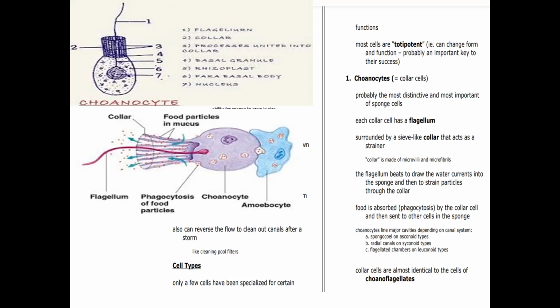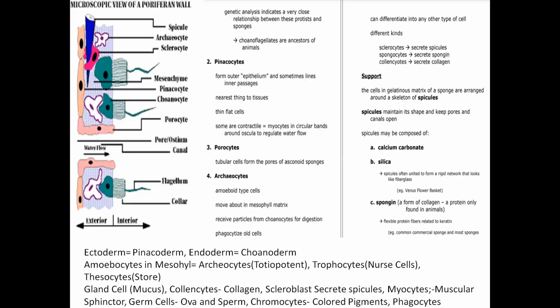Collar cells are most identical to the cells of choanoflagellates, and the choanoflagellates are protozoans. That's why choanoflagellates are considered the connecting link between Porifera and protozoa. So the endodermal cells of Porifera are collar cells, which are also called choanocytes. Pinacocytes, the outer epithelium, that is the ectodermal cells, are the pinacocytes.